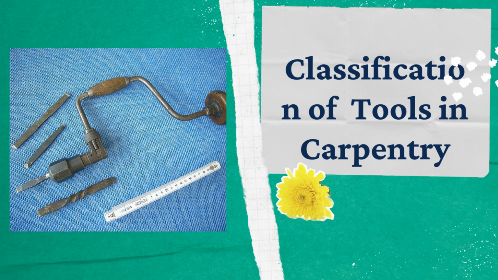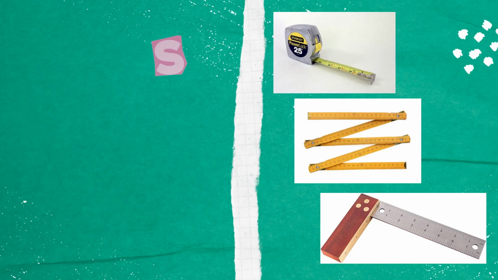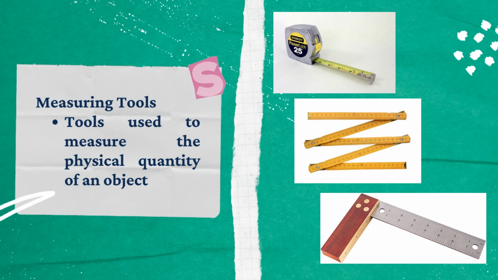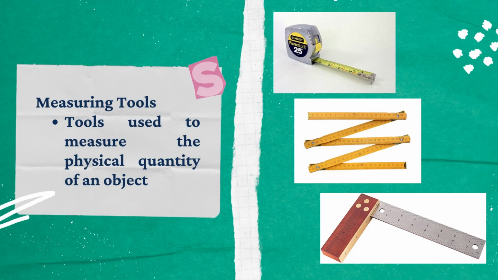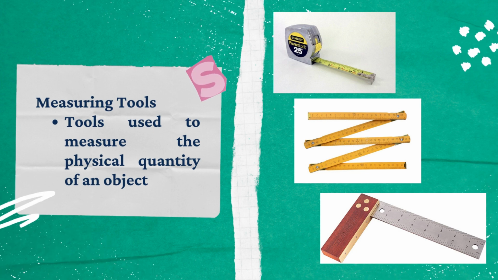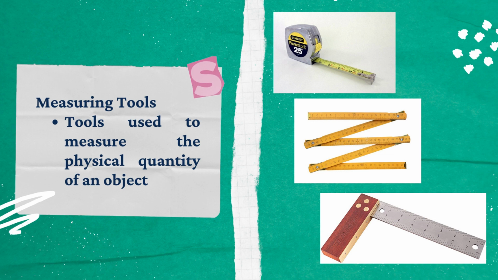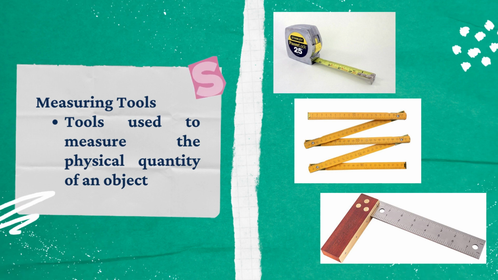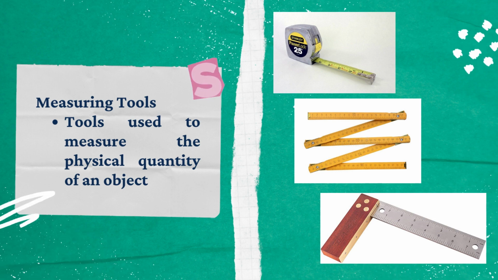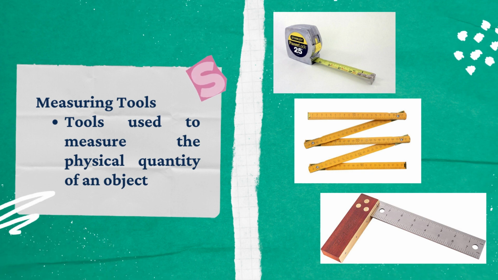Classification of tools in carpentry. Measuring tools. Tools used to measure the physical quantity of an object. Examples of measuring tools are zigzag rule, T-square, and push-pull rule.